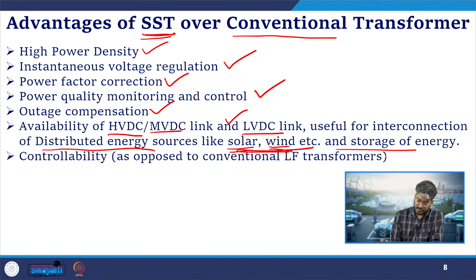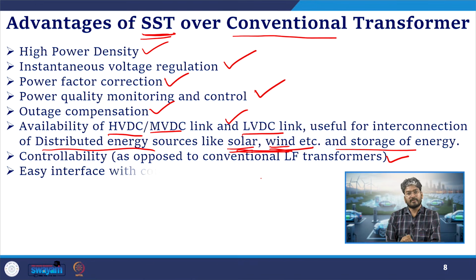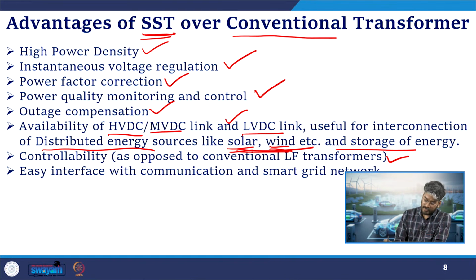Controllability. It has higher controllability, as we have seen various factors which it can do, that is power factor correction, power quality maintenance, outage compensation, renewable energy integration. Those are the additional features available with our SST. So it has a better control facility. Easy interface with our communication and smart grid network. In the near future we will be having a smart grid network. With that, this SST can be easily interfaced. Why? Because it will have a DSP or a microcontroller inside to control the system, that can communicate with our network.